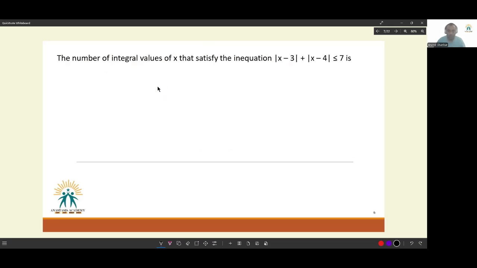Next, the number of integral values of x that satisfy the inequation |x minus 3| plus |x minus 4| is less than or equal to 7. Again, I prefer going down the graphical way, wherein I see this is 4, this is 3. The two behavior change points are 4 and 3. On the right hand side of 4, both these functions would be positive. So I'd have a slope of plus 2 between these 2 points, between 3 and 4.